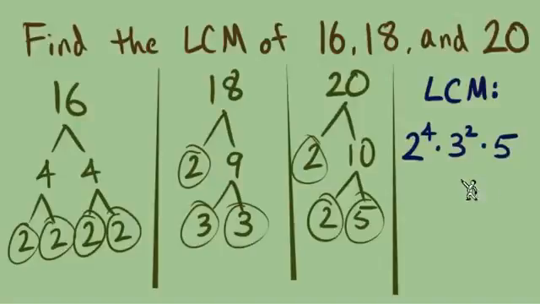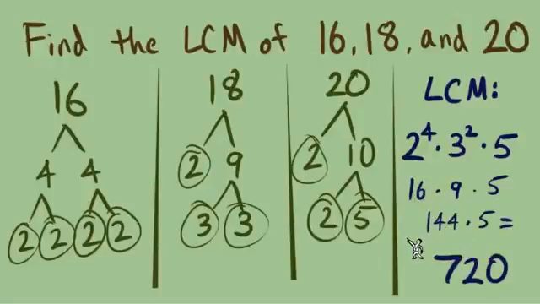Let's multiply these all together and come up with our numerical result. I'll do these exponents first. So 2 to the 4th is 16. Well, we should know that. There it is, 2 times 2 times 2 times 2 is 16. 3 to the 2nd power is 9. And we have that times 1 5. So there's 144 times 5, 720. Okay, so the LCM of 16, 18, and 20 is 720.